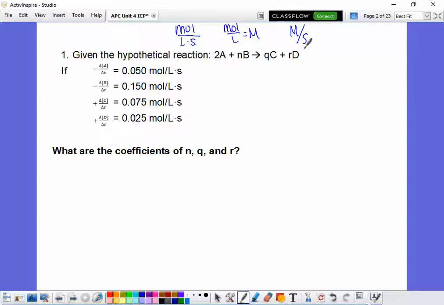So looking at the rate for A, comparing it to the rate for B. Which one's changing at a faster rate? B, right? How much faster is B changing? Yes, it's changing 3 times faster. So really to go from A to B, we had to multiply by 3. So correct me if I'm wrong in this statement.